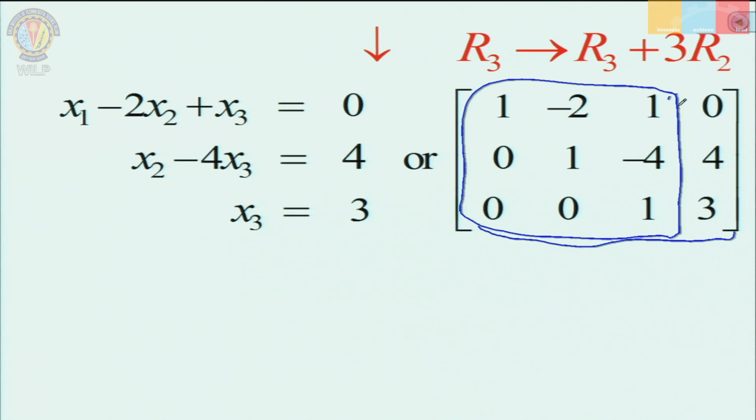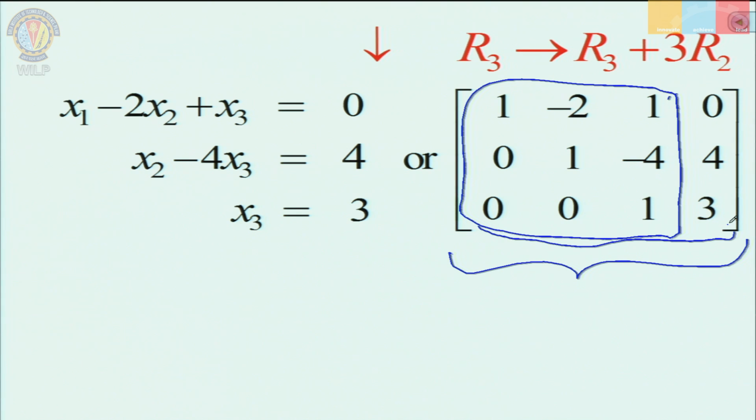Row rank of matrix A means number of non-zero rows in the row echelon form of the matrix. How many non-zero rows are here? 1, 2, 3, all 3 are non-zero rows. Therefore, row rank of the matrix A is 3. Look at here, this whole matrix up to here is also in row echelon form. When this is in row echelon form, number of non-zero rows is also 3. Therefore, row rank of the augmented matrix AB is also 3.